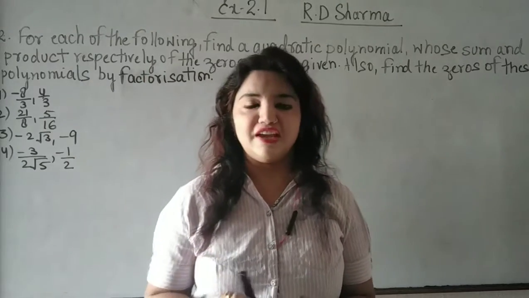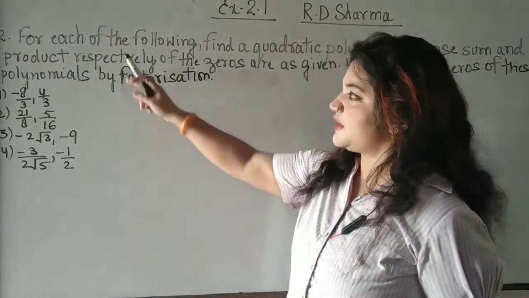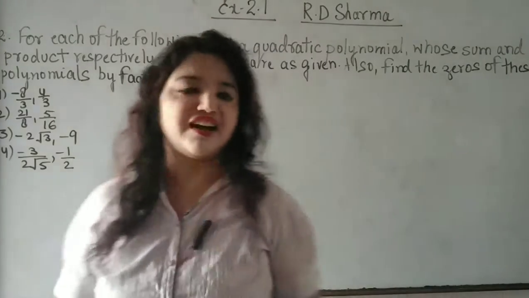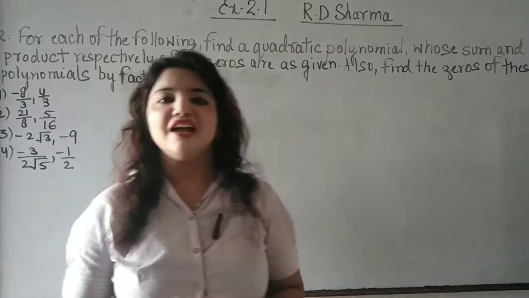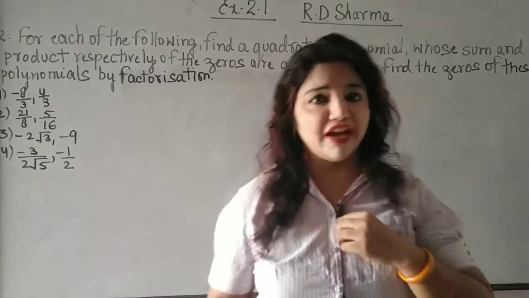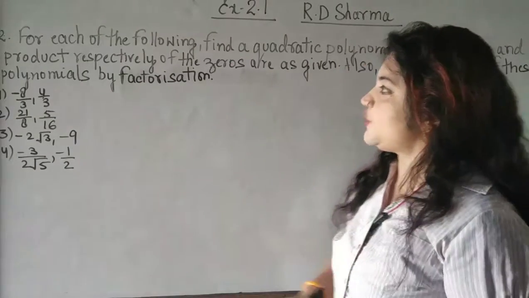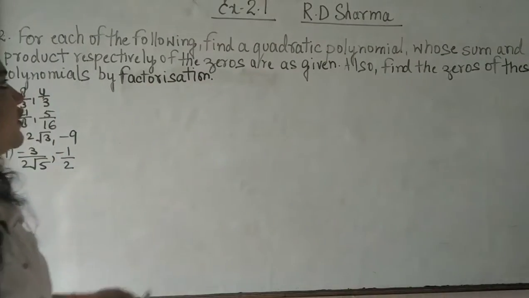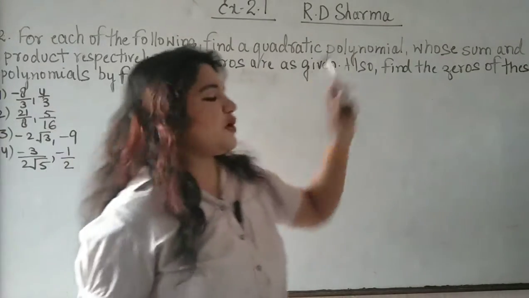Today we are going to solve sum number 2 from exercise 2.1 of RD Sharma. What we have to do in sum number 2, see what is written: for each of the following, find a quadratic polynomial.